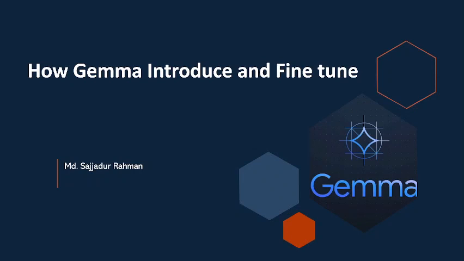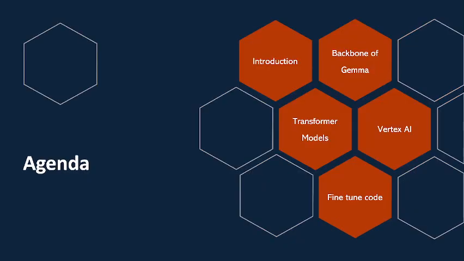Today's event title is How Gemma Introduced and Fine Tuning. Here, this is SAJJAD. Today's tentative topics I am going to cover: the Gemma introduction, the backbone of Gemma, the transformer model, what it is and how it helps to build Gemma, and then fine tune code, and also how it works on Vertex AI.